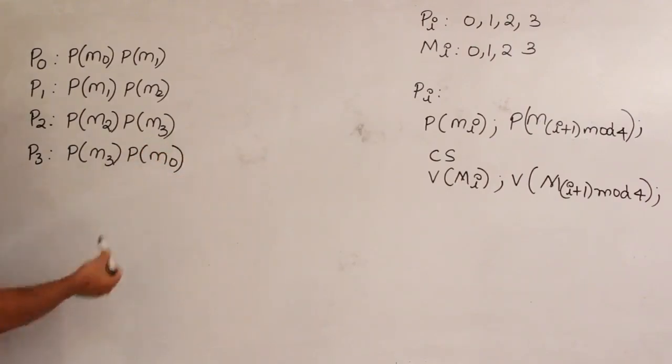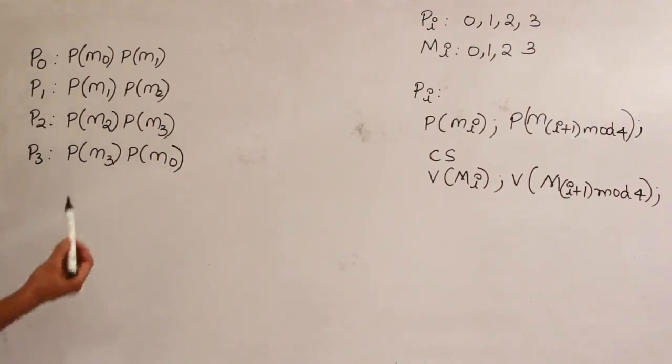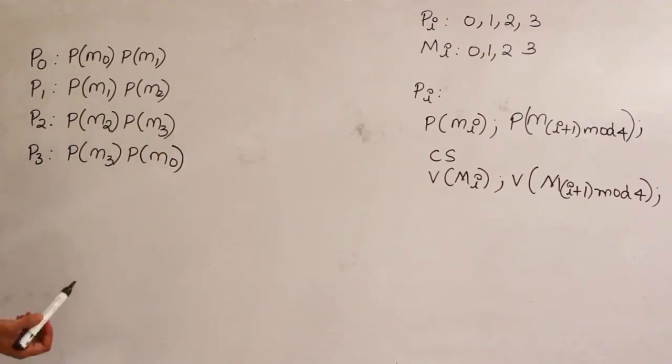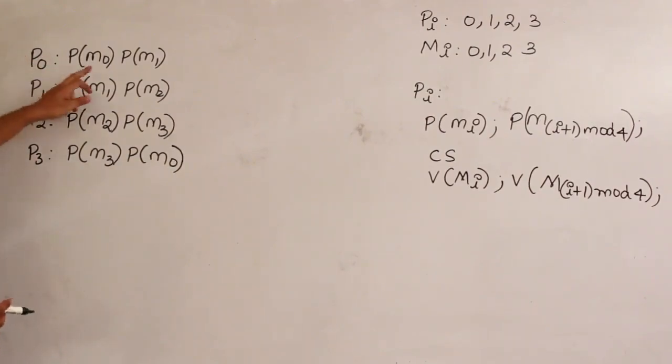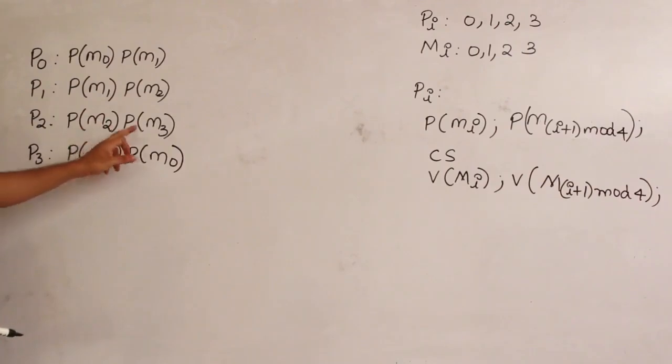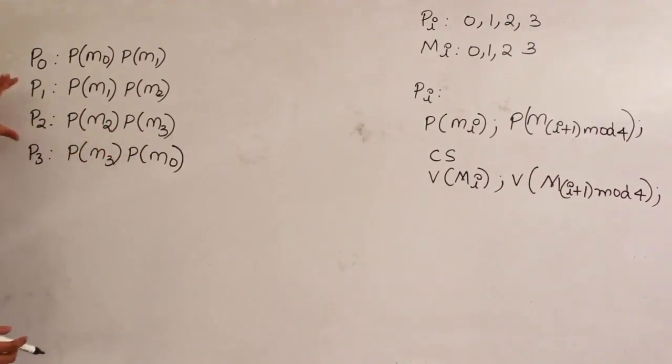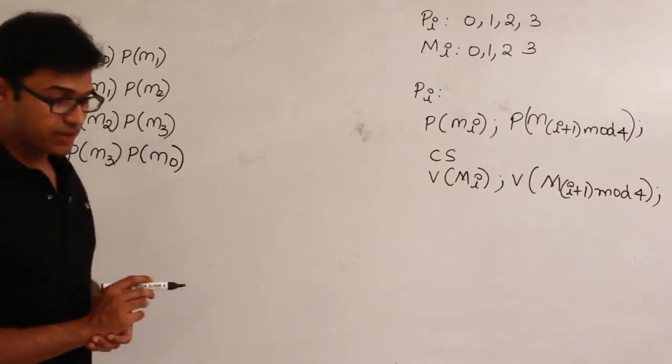One problem is that more than one process can be in the critical section simultaneously. What are the two processes here? P0 and P2 can be in the critical section simultaneously because they are waiting on completely different semaphores. P0 wants 0 and 1, and P2 wants 2 and 3, and even P1 and P3 can also be in the critical section at the same time. Okay, fine, that is okay.